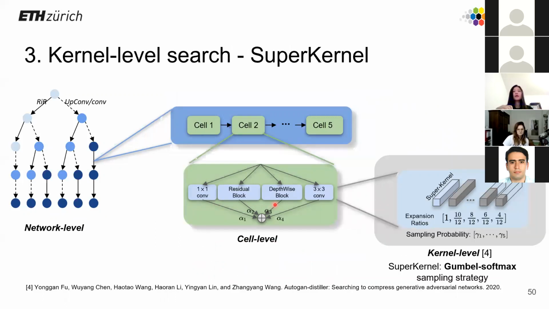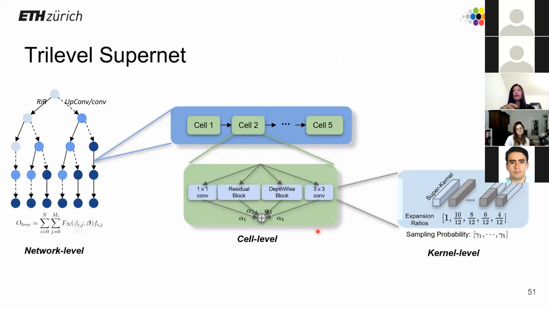And then in the kernel level, for each operation in our operation search space, following the AGD, we build a SuperKernel for each operation. And the SuperKernel has the maximum channel number. And for each operation, we define a set of expansion ratios. And we use sum-by-sum-max to sample from this set of searchable expansion ratios, and then we update the corresponding subkernel. And in this way, we optimize the sampling probability of each sampling ratio for each operation. So far we have relaxed our trilevel search space to be continuous by building a Trilevel Supernet.